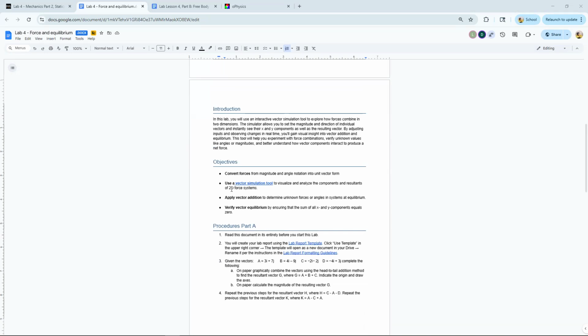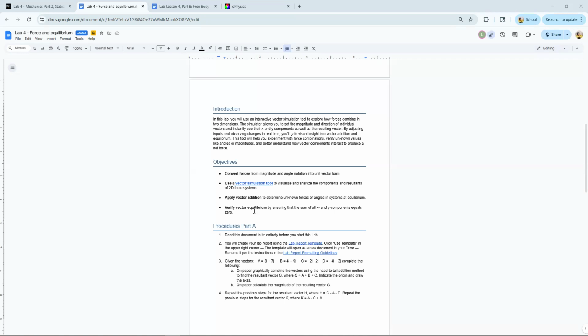And what you need to do in this lab is first of all convert all forces from magnitude and angle notation into unit vector form, and then you are able to actually answer the questions. In this lab, we are going to use a vector simulation tool that we already talked about during the lecture. And then we are going to apply vector addition to determine unknown forces and/or angles.